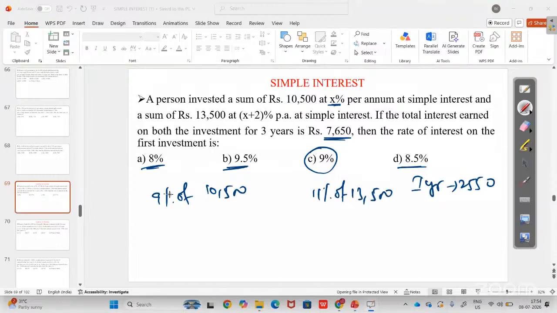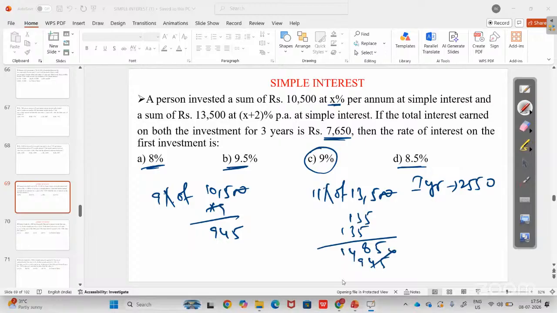So if I do cancellation, 105 into 9 will be equal to 945. Here also if I do the cancellation, 135 and 135. So the value I'm getting is 1485, 945. Here also it is not possible because it is approximately 1500. If I get 1000 also, I'm not getting 2500. So here 8 is not possible, 9 is also not possible. So remaining will be equal to 9.5 percentage. So the answer equal to 9.5 percentage.